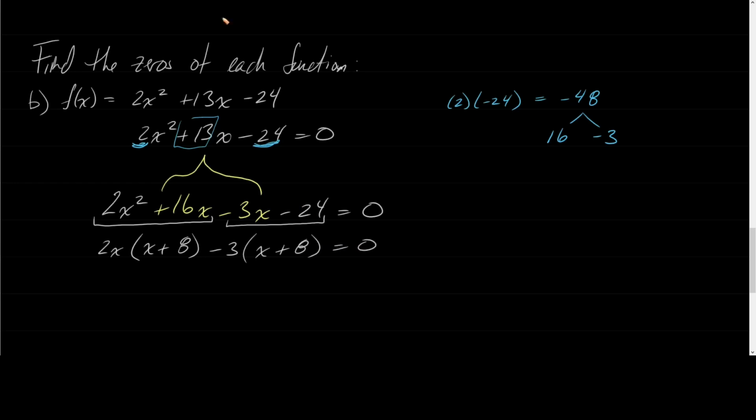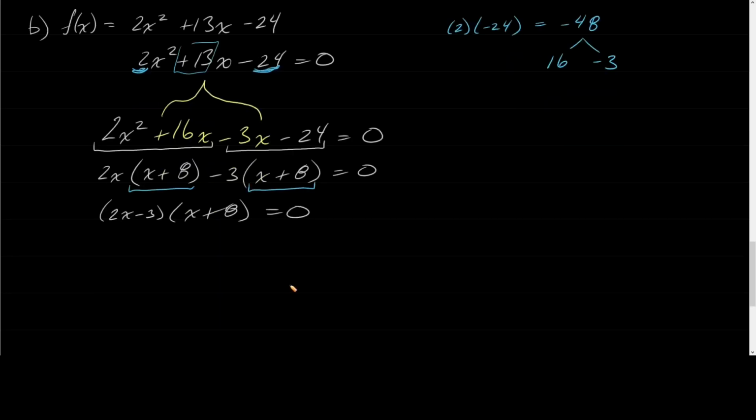At that point, you should notice that we have an x plus 8 in both of these, so we can factor out an x plus 8, and we're left with 2x minus 3 times x plus 8 is equal to 0. At that point, we say, well, we've got a product of two things equaling 0, so either the first thing, 2x minus 3, is equal to 0, or x plus 8 is equal to 0.